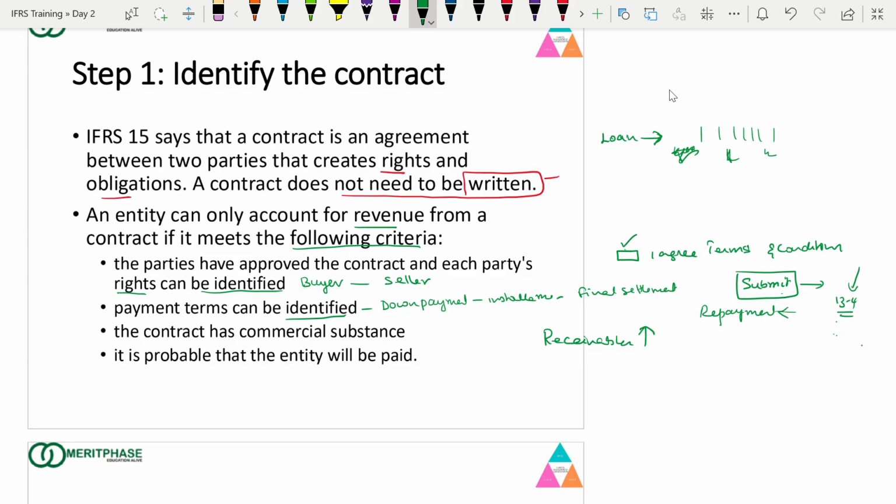The contract has commercial substance. There should be a commercial transfer. I am paying, you are giving. That's what it says. There should be substance, meaning some physical form that happens. That is the reason intangible assets have some terms and conditions. We will cover intangible assets when we are doing this. It is probable that the entity will be paid. When it is probable, we are going to say that most likely we will get it.